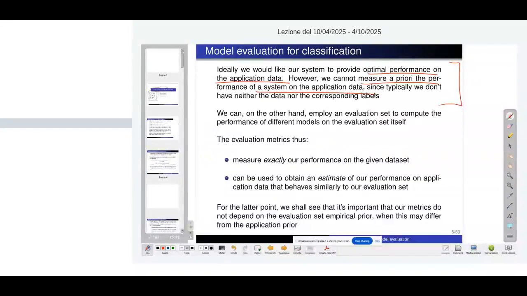And in any case, if I have the real label, I assume that I will have it after I have used my classifier, because otherwise I would not need my classifier at all. If I have the label for the samples, why should I use the classifier? Which means that we can't say in advance how well our classifier will do on application data. That's just something we can't say. We will never be able to say it will make exactly this amount of errors. What we can do is try to simulate.